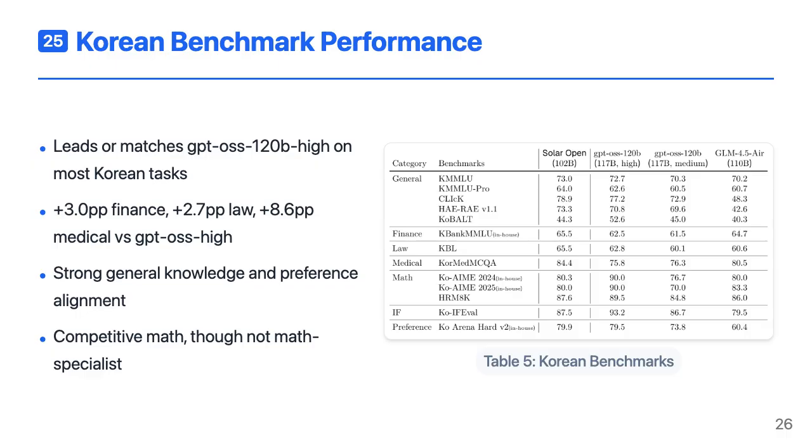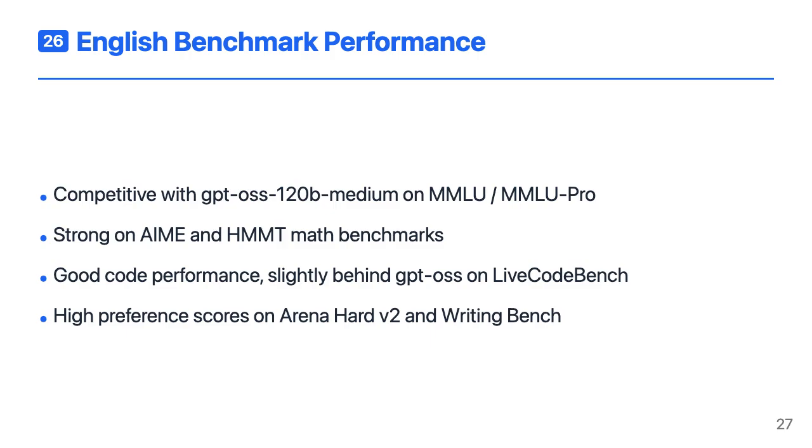Preference alignment is also strong, with a top score on Arena Hard v2. For math, it's competitive on AIME and HRM8K, though not at the level of models that are heavily optimized for math alone. In English, Solar Open holds its own against comparable open models. On MMLU and MMLU Pro, it's competitive with GPT-OSS 120B Medium. Its math performance is particularly strong on AIME 2024 and 2025, and on HMMT 2025, often beating GPT-OSS Medium. For code, it scores well on LiveCodeBench v6, though it trails GPT-OSS Medium, which is more code-focused.